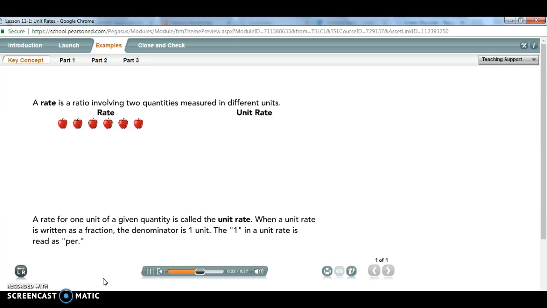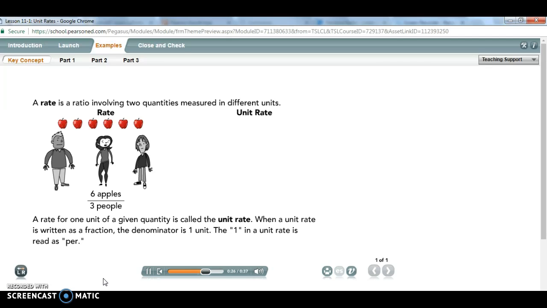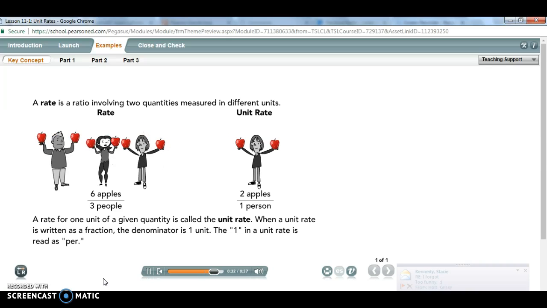Suppose there are 6 apples and 3 people. You can write the rate 6 apples per 3 people. When you divide the apples evenly, each person gets 2 apples. So the unit rate is 2 apples per person.